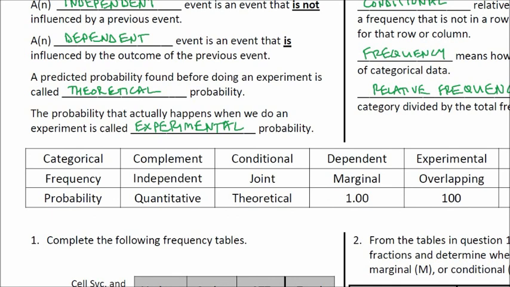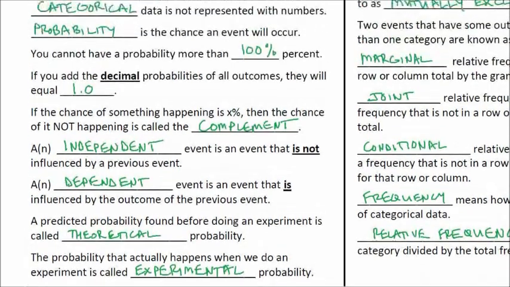A predicted probability found before doing an experiment is called theoretical probability. Think about a theory in science. It's something that you think is going to happen, but you haven't proven it yet by experiment. So theory, theoretical. The probability that actually happens when we do an experiment is called experimental probability. Think about that as, starts with the word experiment. That means you do an experiment, and from the experiment results, you'll get your probability. Let's go to the next column.